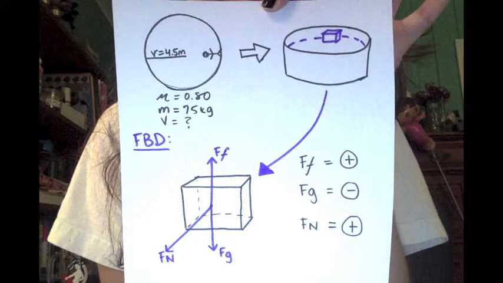So the force of friction is going to be going up because it's opposing him, and the force of gravity is going to be going down still because it always goes down. And then the normal force, because his feet are against the wall, is coming from the wall perpendicular to his body and going out into the actual circle, into the center of the room, essentially. And then you know that your force of friction is positive, your force of gravity is negative, and your normal force is positive as well.